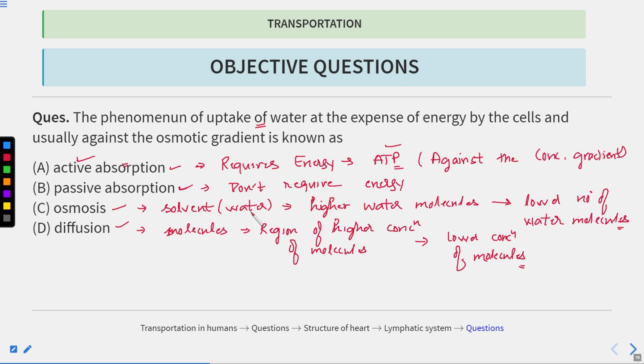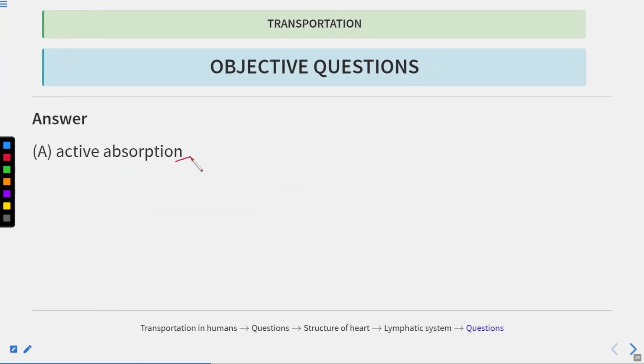So movement of the water is by the process known as osmosis. And if we talk about the exchange of gases, this exchange of gases takes place by the process known as diffusion. So you can see the difference here. In osmosis we are talking about the solvent molecules, and in diffusion we are talking about the solute molecules. Now, what should be the answer here? Here the uptake of water is at the expense of energy and against the osmotic gradient. So here energy is required. What should be the answer here? Active absorption is the answer here.